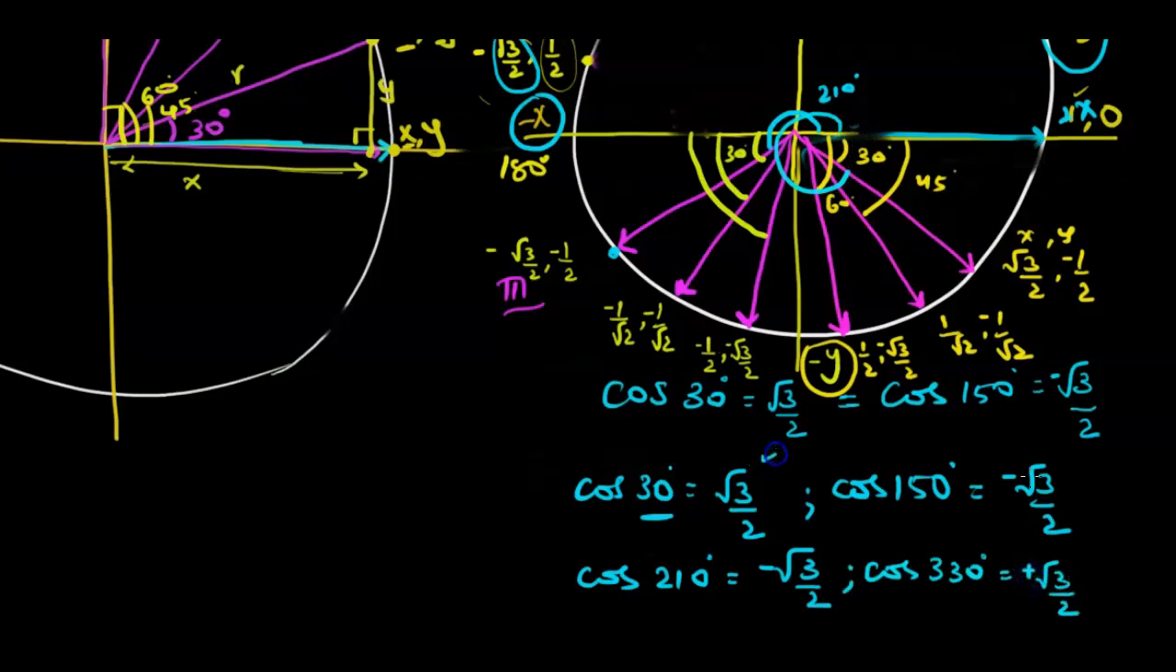So we see every ratio is repeated 4 times, 2 times negative and 2 times positive. And this is the case for all the angles and for all the ratios in any quadrant.